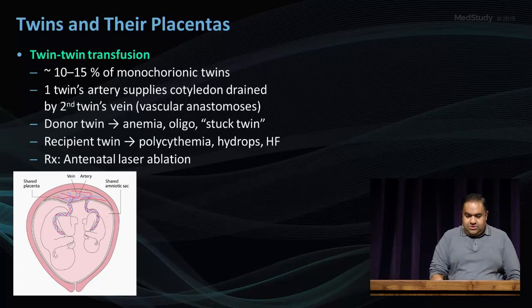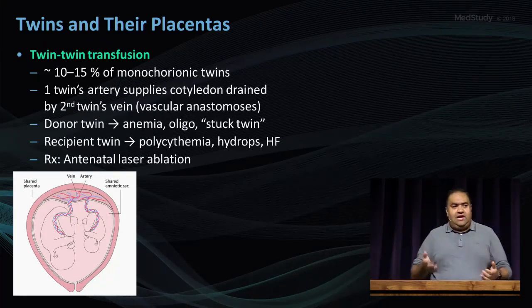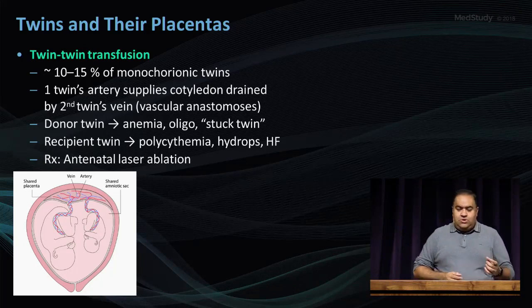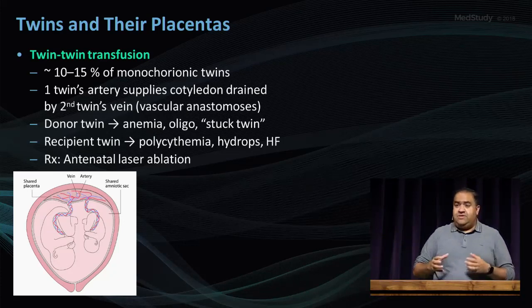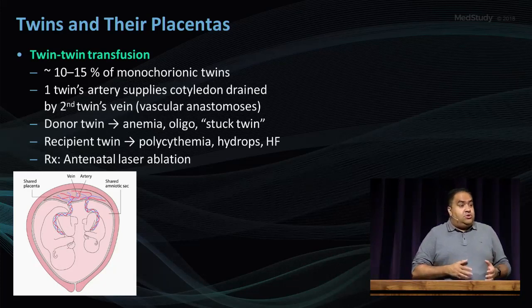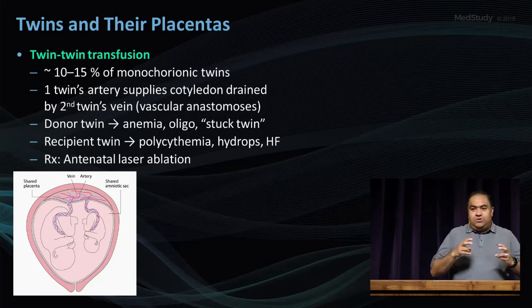All right, twin-twin transfusion. 10 to 15% of the monochorionic twins have twin-twin transfusion. One twin's artery supplies its cotyledons drained by the second twin's vein, is usually what happens. So you have a vascular anastomosis that is occurring, and so the donor twin, the twin that is getting everything taken, they become anemic and oliguric, and they become what's called a stuck twin, okay?